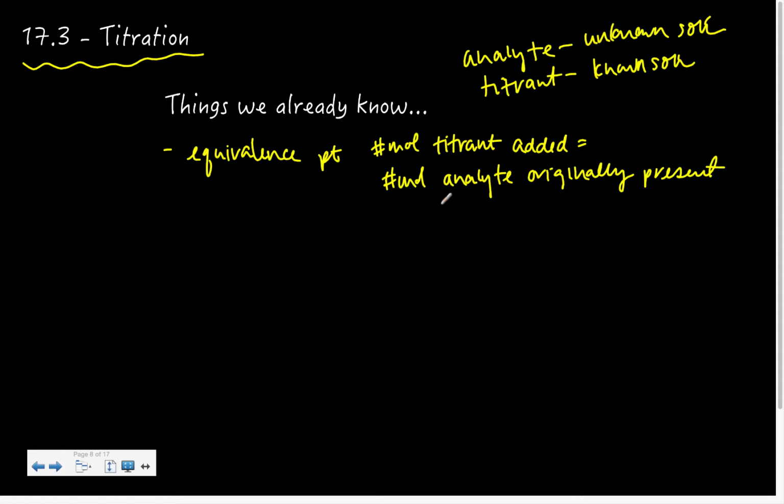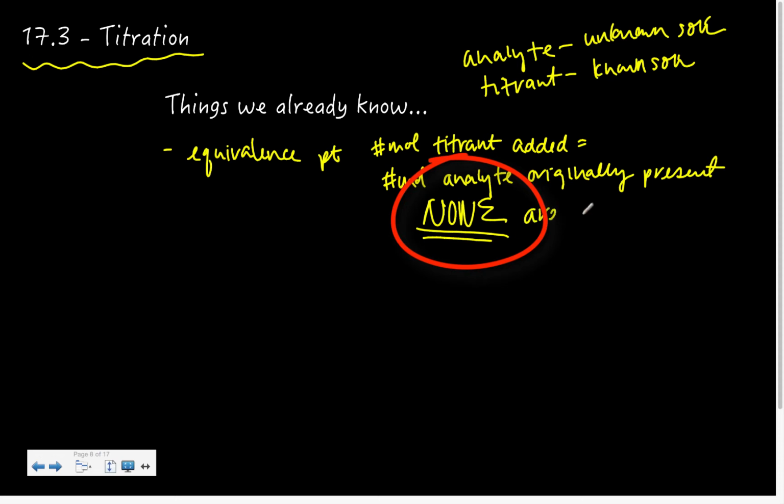But the key here is that neither are present at the equivalence point. The number of moles of titrant added equal the number of moles of analyte originally present, and at the equivalence point, none are present. None of these are present at the equivalence point. Super important.